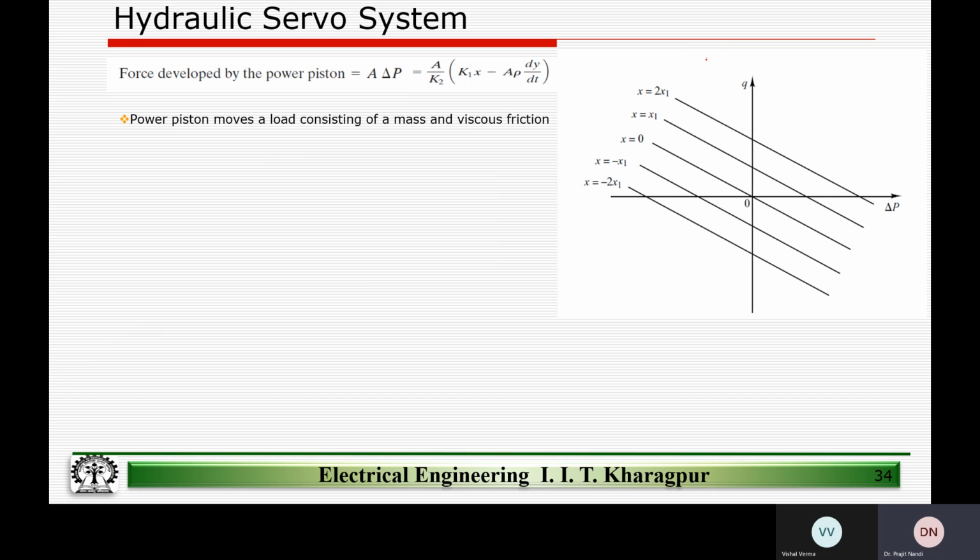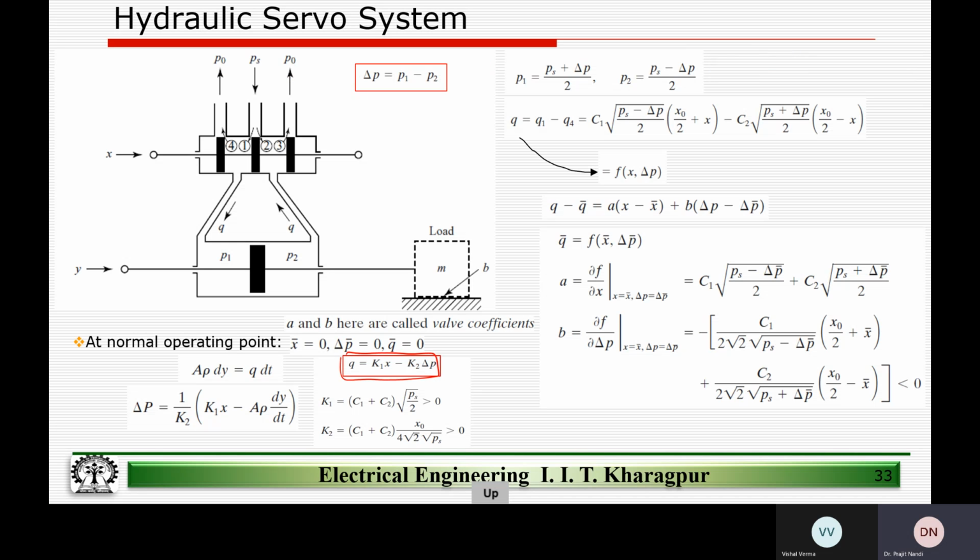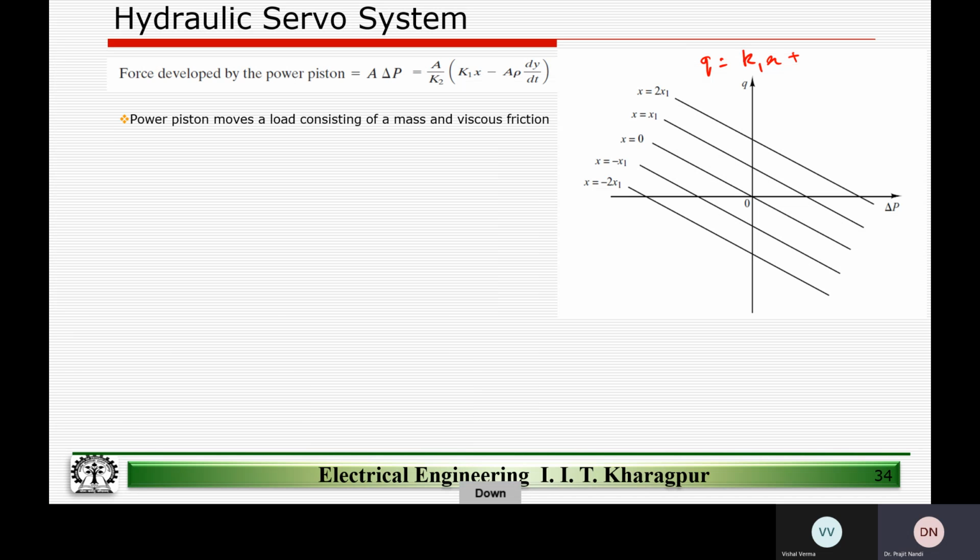So Q is equal to k1 x minus k2 delta p. So for different values of x, I am expressing q as a function of delta p.